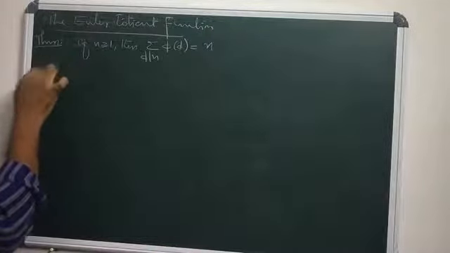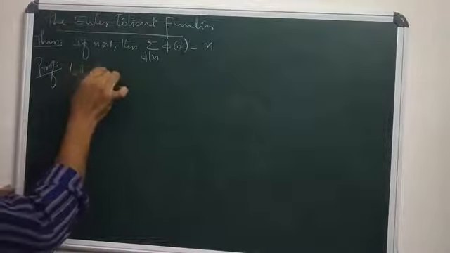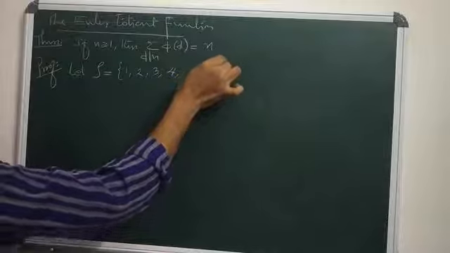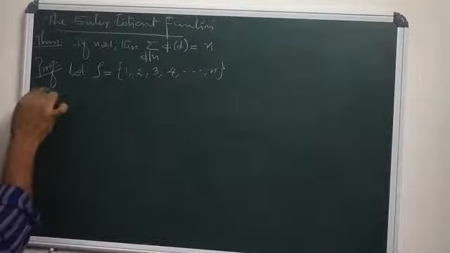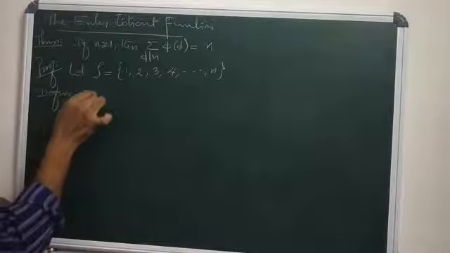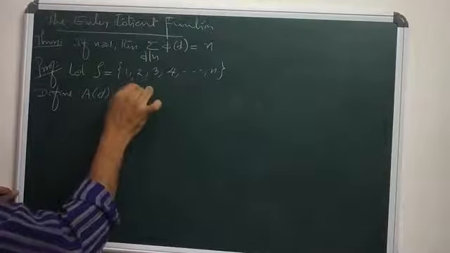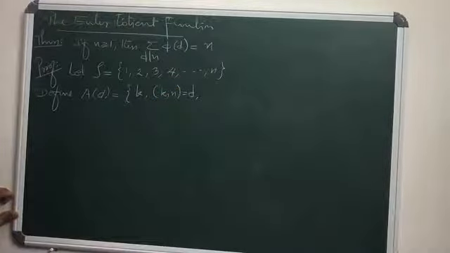How to prove this one? For proving, define a set S. Let S equal the set of all 1, 2, 3, 4, etc. up to n. These are the first n positive integers. Now, you can divide this S into some disjoint sets. For that, you can define A of d. A of d is defined as the set of all k such that the GCD of k and n is d, where k ranges from 1 to n.